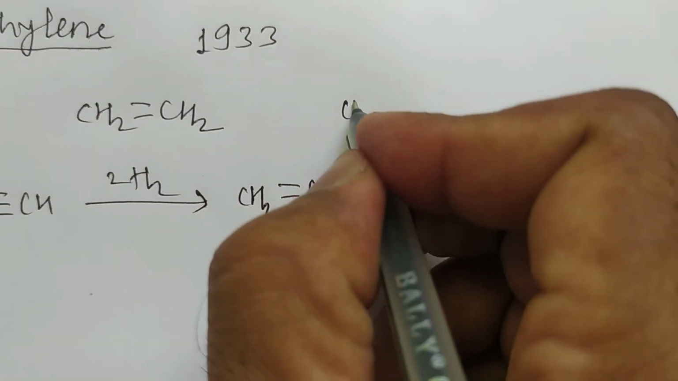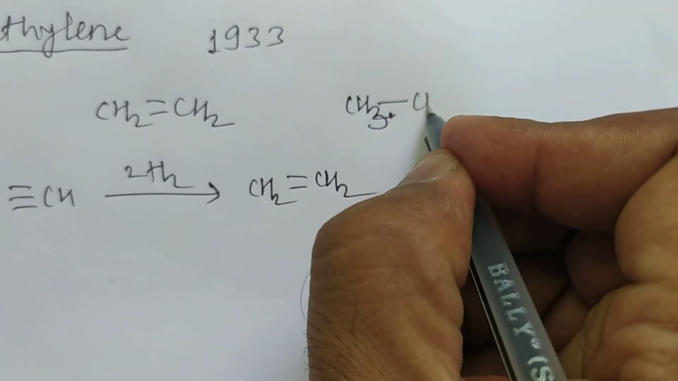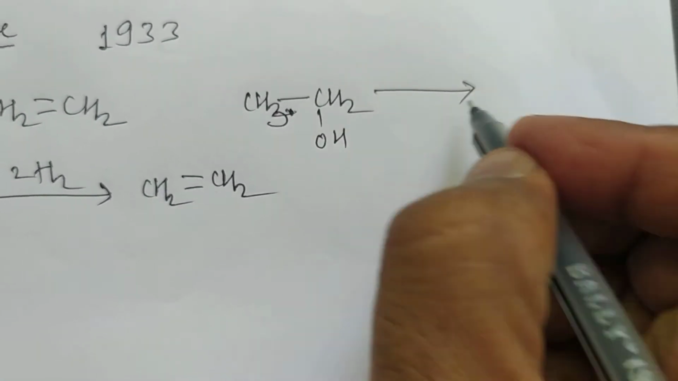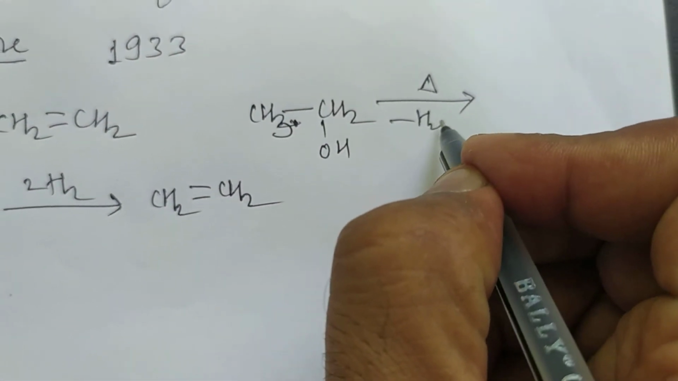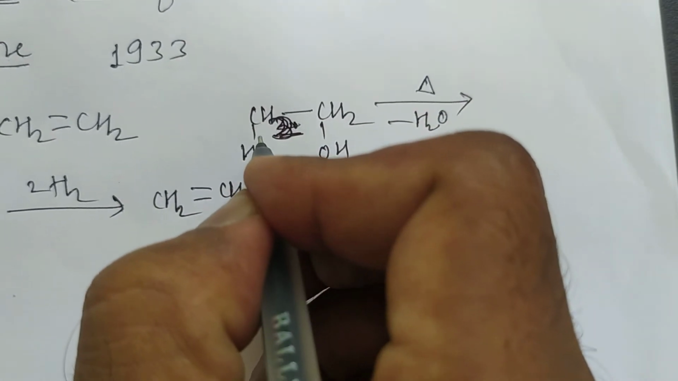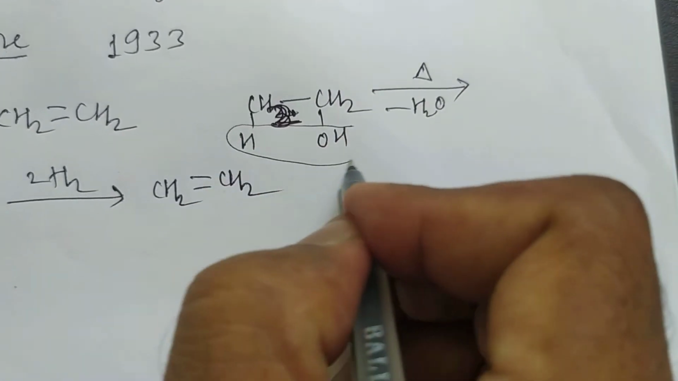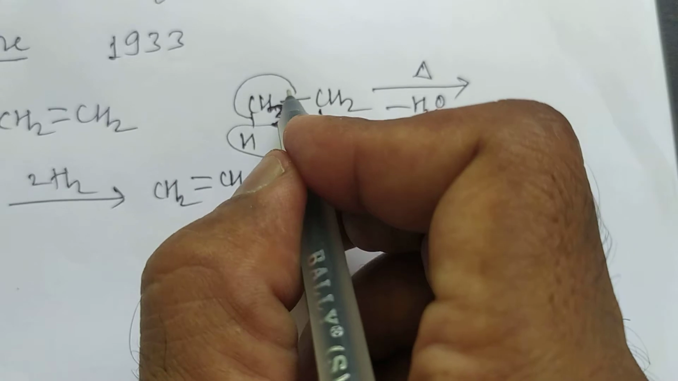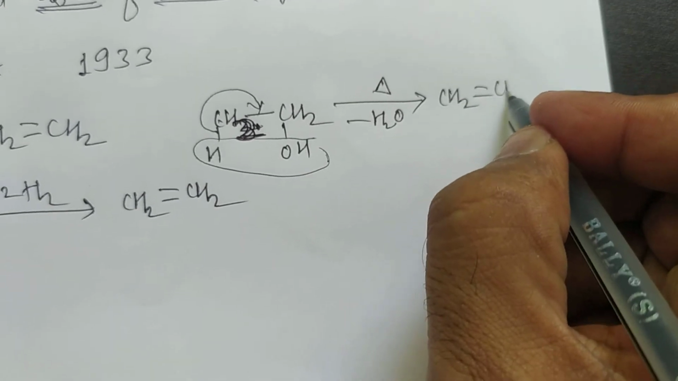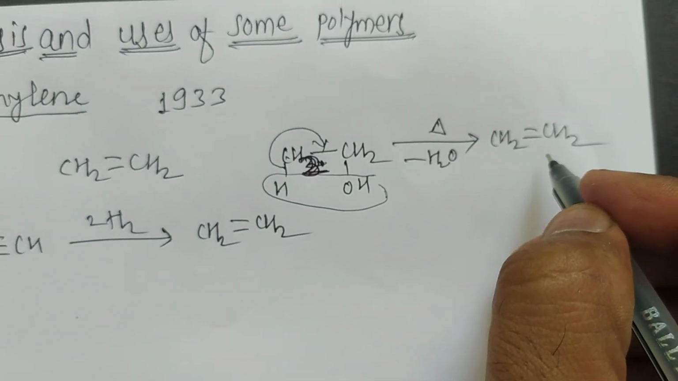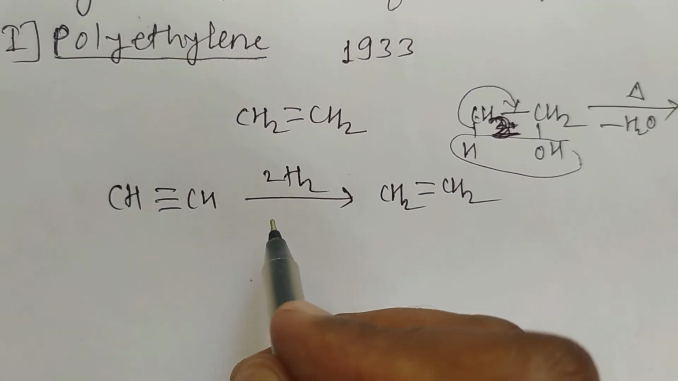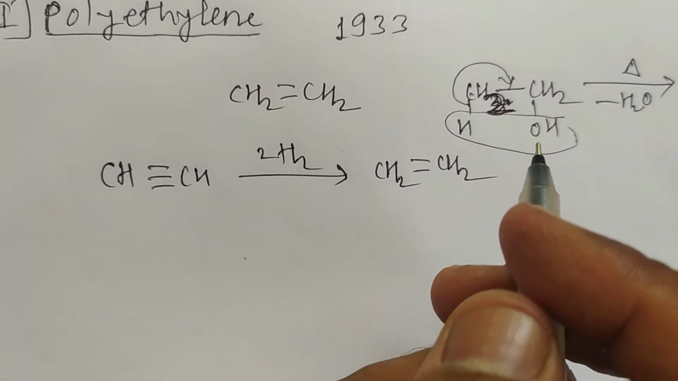Suppose you consider CH3CH2OH, this is ethanol, and when it undergoes dehydrogenation, means when heating is carried out, a water molecule is removed. One H from the CH3 group and the OH combine and the water molecule is removed, and the electrons are shared between CH2 and CH2. Here CH2=CH2 is formed, means ethene is formed. So by dehydrogenation of ethanol as well as hydrogenation of acetylene, we can obtain ethene as a monomer.